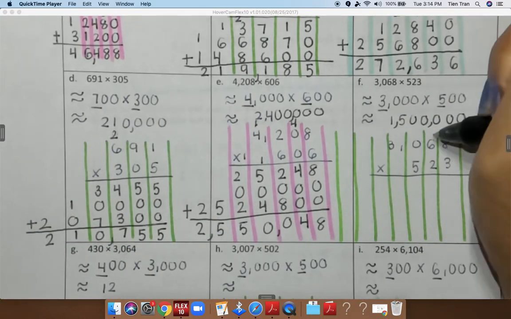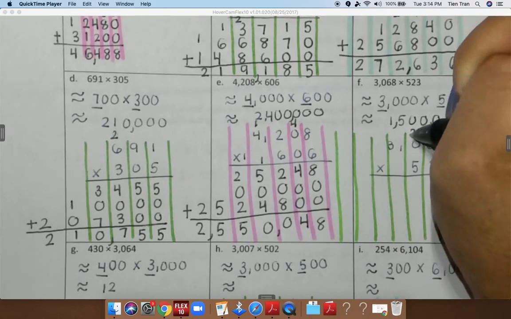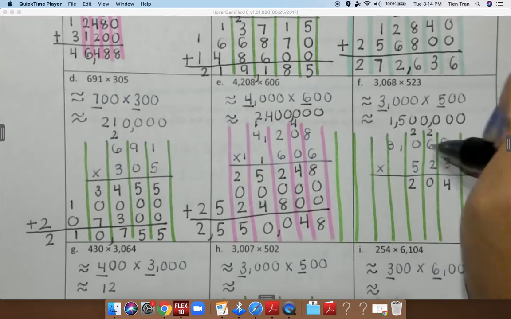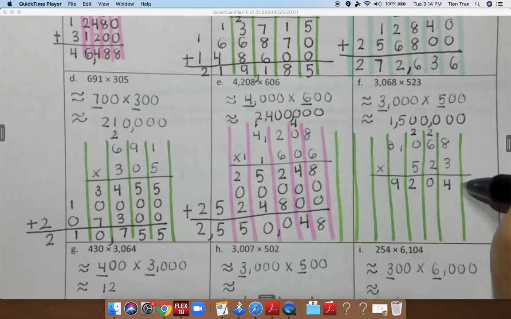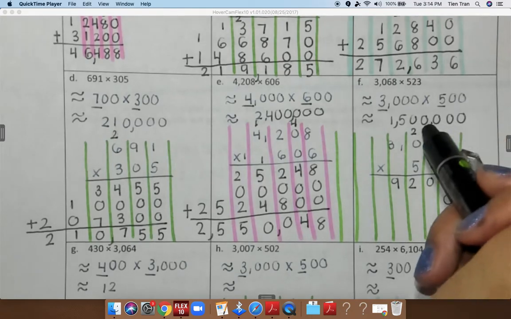Now, 8 times 3 is equal to 24. 3 times 6 is 18. 18 plus 2 is equal to 20. 3 times 0 is 0, plus 2 is 2. 3 times 3 is equal to 9. I'm going to bring down 1 0 because now I'm multiplying in my tens place.